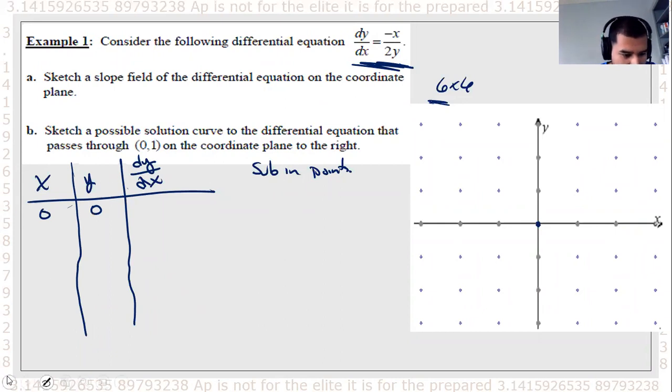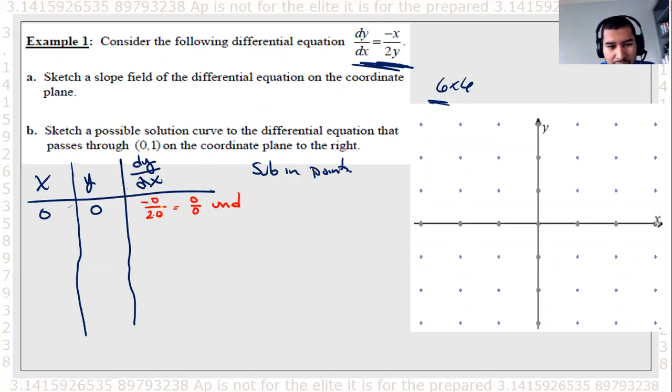So if I substitute 0, 0 into my function, I get negative 0 divided by 2 times 0. Hopefully you guys see that this is an indeterminate form. So this is undefined. So unfortunately at the first one, guys, I cannot draw anything, not even a dot. So let me erase that dot right there. Unfortunately that one, I couldn't do anything.